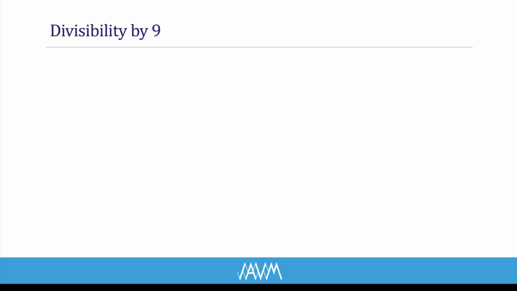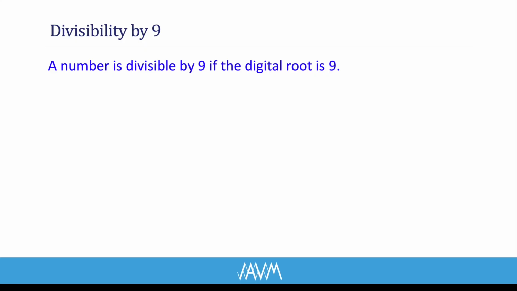Divisibility by 9. A number is divisible by 9 if the digital root is 9. Here is an example, 70,821. If we add the digits, we get 18, and then add 1 and 8 is 9. And so the digital root of this number is 9, and so it is divisible by 9.